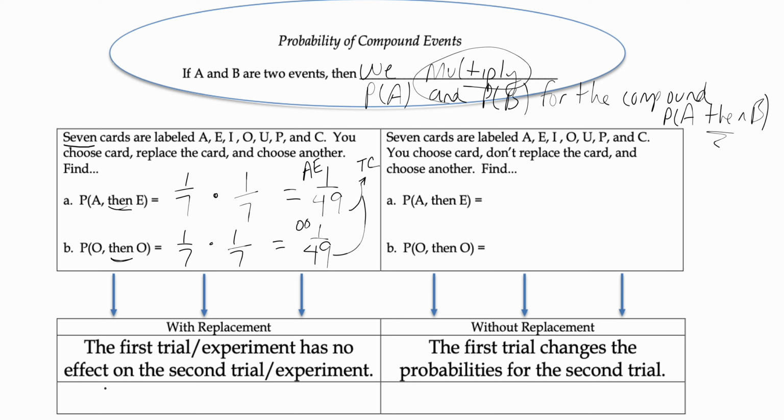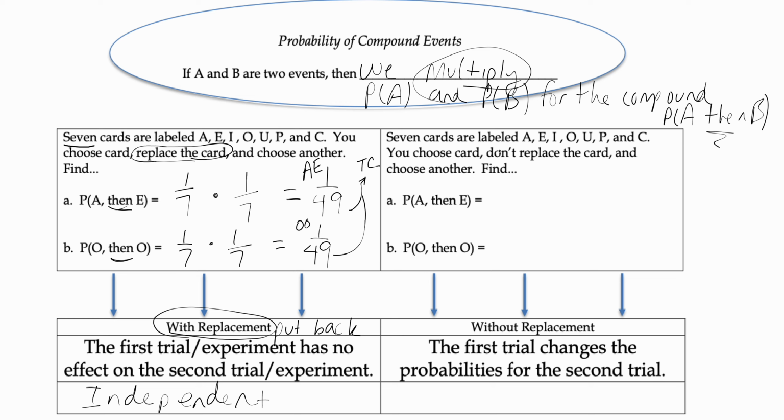We refer to this scenario as an independent compound event. The removal of the first card did not have any impact on the second card. Why? Because I replaced the card in the deck. We call that with replacement. That's the putback. We took a card out, and then we put the card back in.